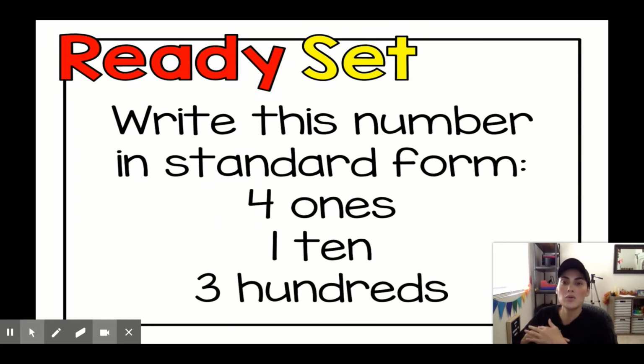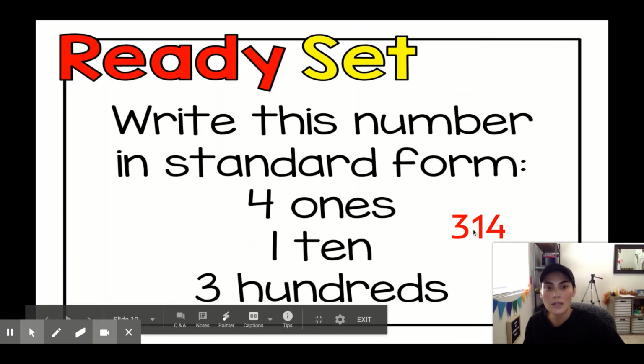We're going to do another number in standard form. I'm going to start with the highest value, which is hundreds. So there are 3 in the hundreds place, 1 in the tens place, and 4 in the ones place. So my number is going to be 314. Again, that's 3 in the hundreds, 1 in the tens, 4 in the ones place.